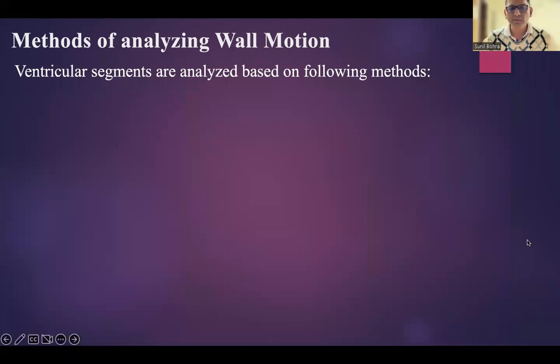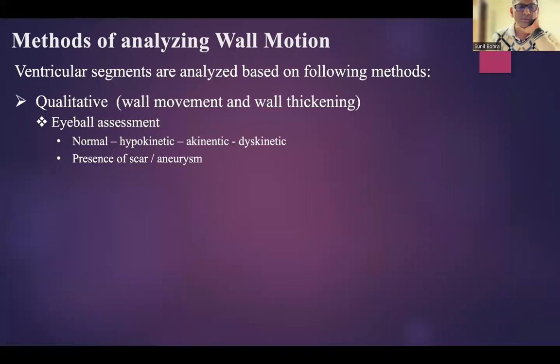So what are the methods of analyzing wall motion? The ventricular segments are analyzed based on the following methods. The first one is the qualitative method, wherein we are looking at the wall movement and the wall thickening. And this is indirectly also called the eyeball assessment.